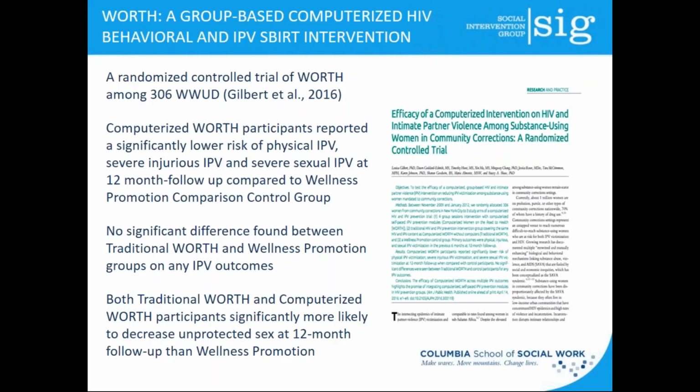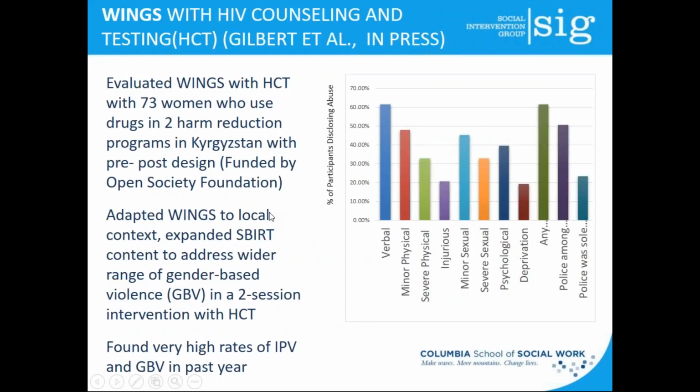My colleague Nabila El-Basso, who was also a PI in the study, found that both traditional WORTH and computerized WORTH participants were significantly more likely to decrease unprotected sex at 12-month follow-up compared to the wellness promotion. However, we didn't find any significant difference between traditional WORTH and wellness promotion on any of the IPV outcomes. So this provides additional evidence of the strength of the computerized self-paced version of the SBIRT model for reducing different types of violence.